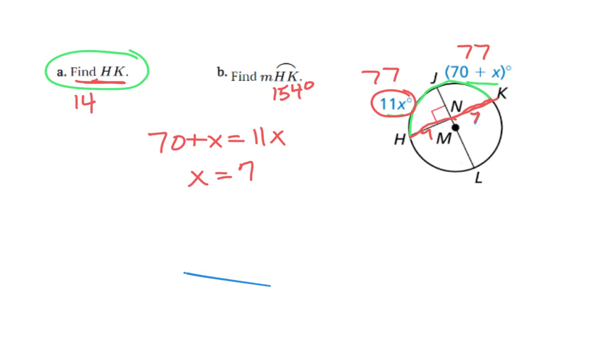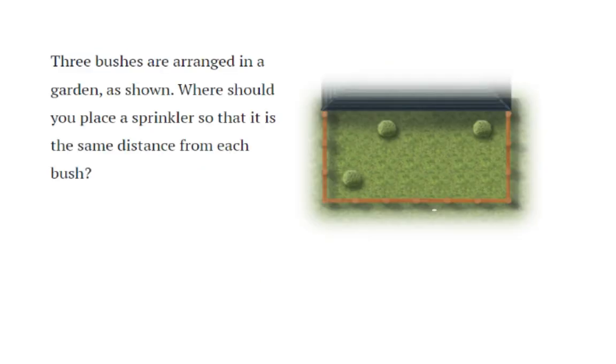So it's little pieces of information. A chord perpendicular to a diameter makes things congruent or equal. This is kind of a silly question. Again, we've already done this in terms of triangles.